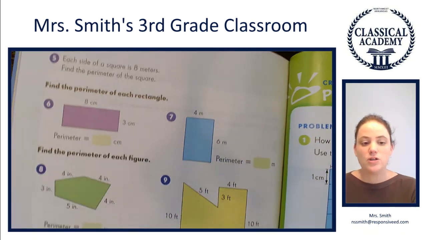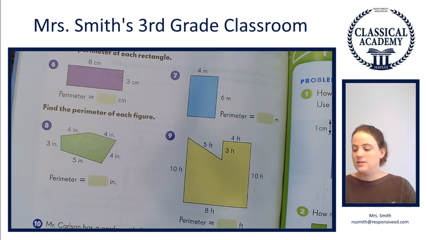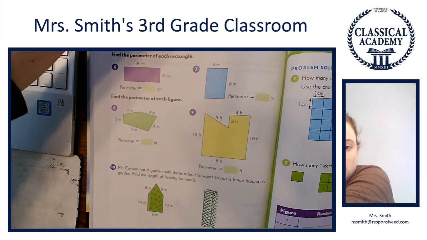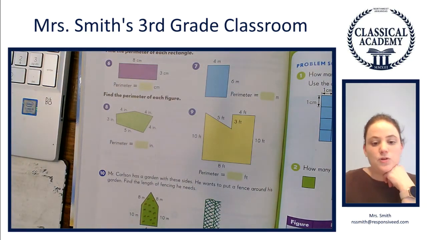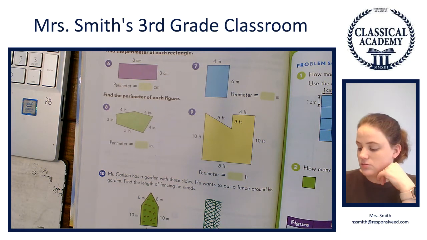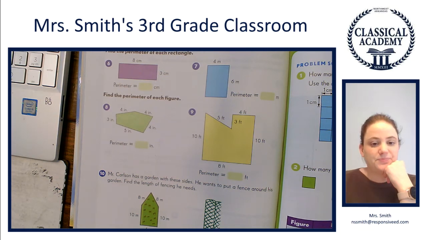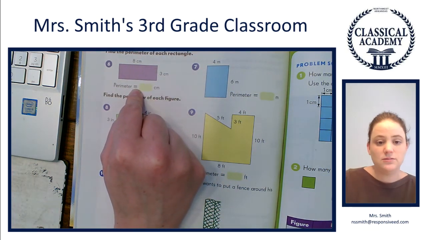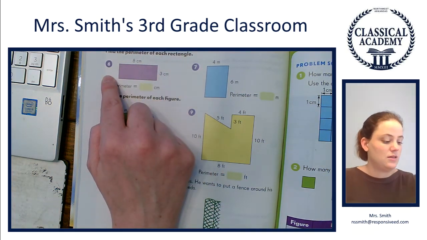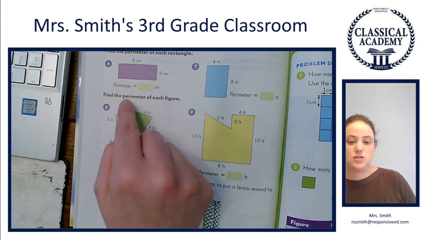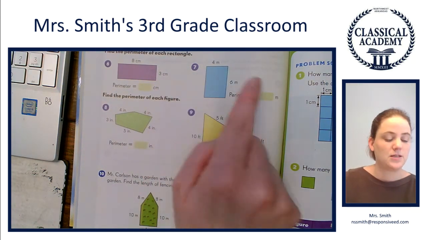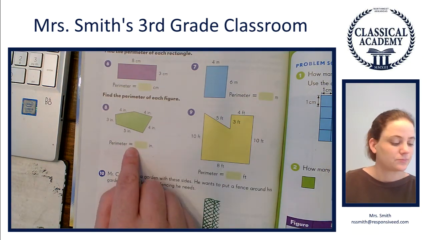All right, I want you to do 6, 7, 8, 9, 10 while it's paused, and then come back to check your work. You should be looking on page 380 to find this on your own if you can't read it all. Okay, you should be back. 16 plus 3 plus 3 is 22 centimeters. 4 plus 6 plus 4 plus 6 is 20 meters.